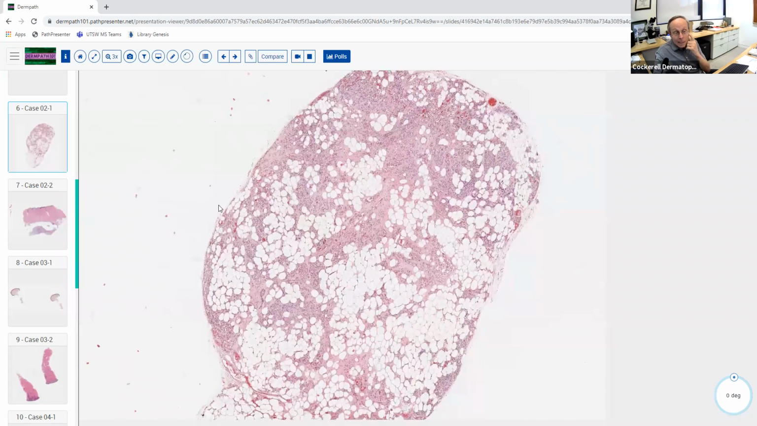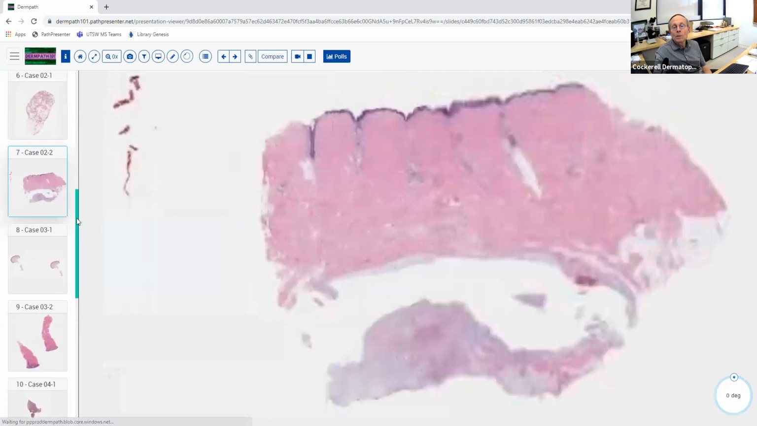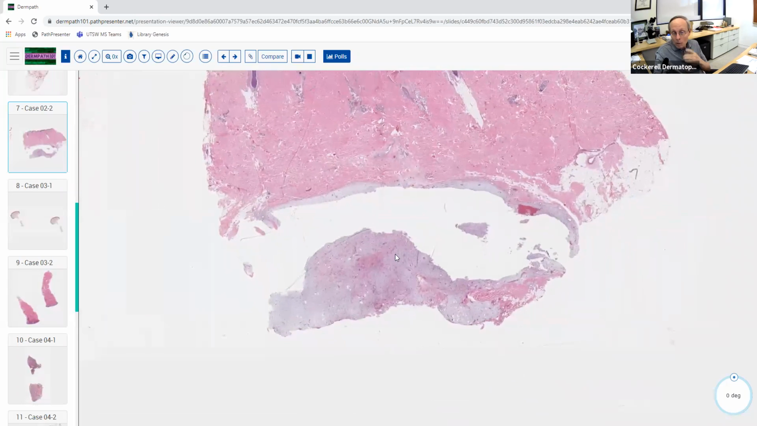angiolipoma. Now, there are a lot of other types of lipomas in the skin. So what are some other types of lipomas?